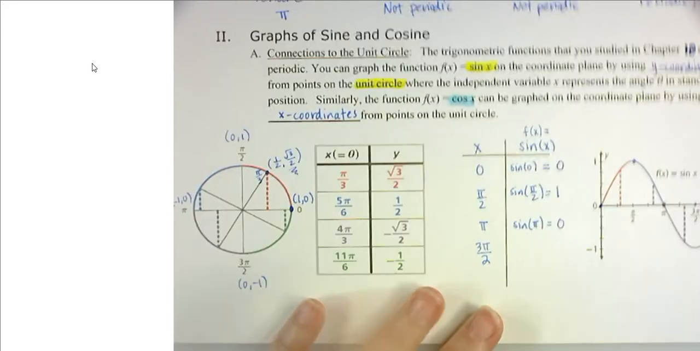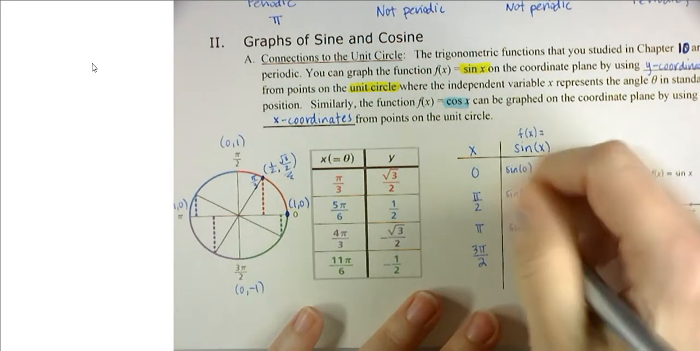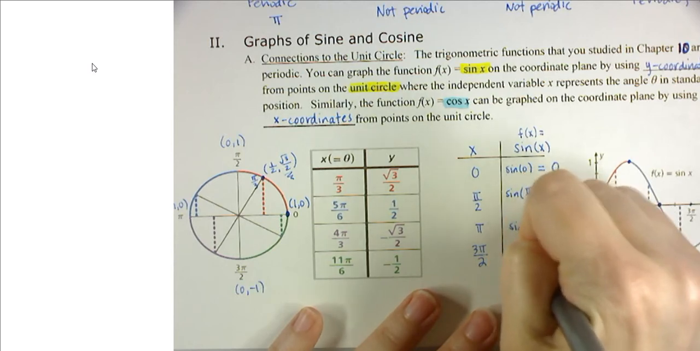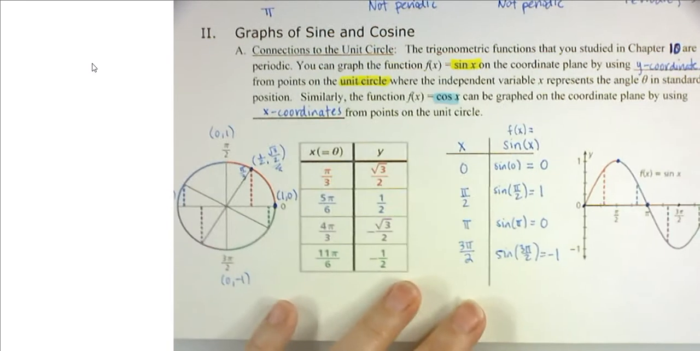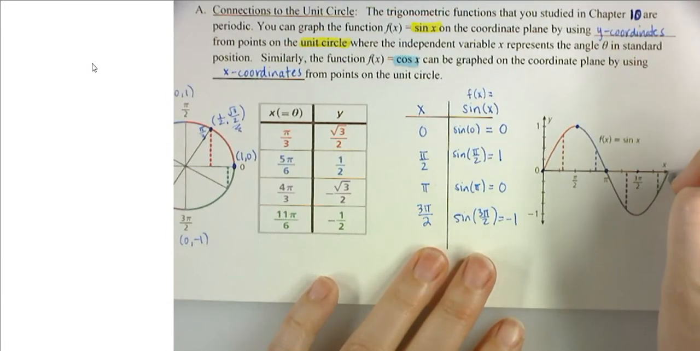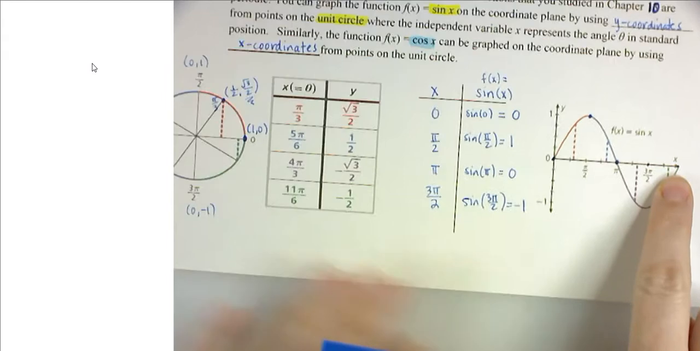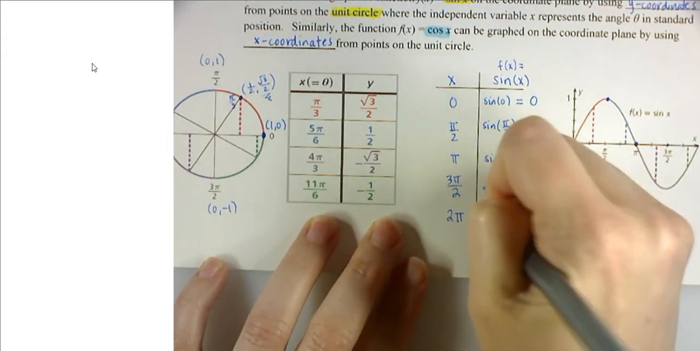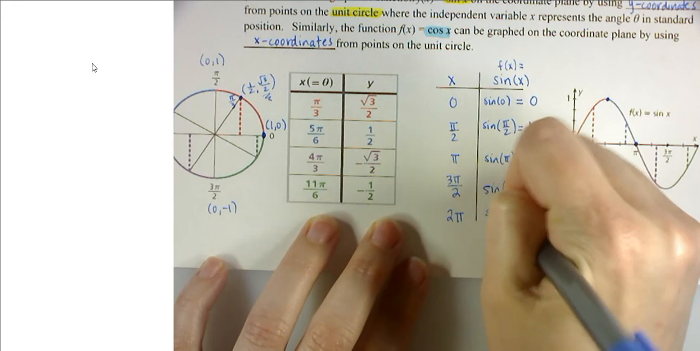And then this here is at 0, and that is at 2 pi. That would be a full rotation, and the sine at 2 pi is going to be 0. So when we graph, we are going to focus on some of these points that are pretty nice in terms of the graphing.